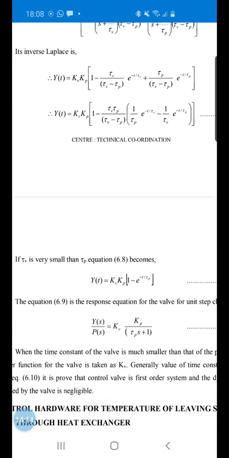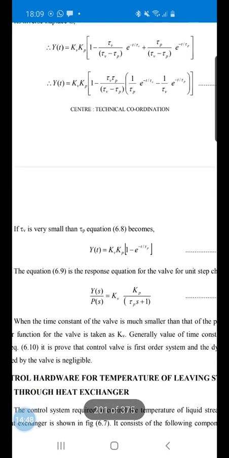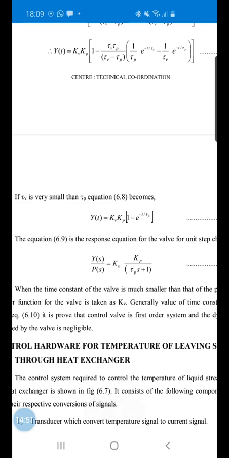Now if we put this condition that tau v, the time constant of the valve, is very small compared to tau p, then the above equation becomes y of t equal to kv kp as it is, and you see the second term with tau v, e raised to minus t by tau v, remains, and the term 1 by tau p into e raised to minus t by tau p vanishes, because tau p is very large and tau v is very small. So that term vanishes and you get the equation kv kp into 1 minus e raised to minus t by tau p.